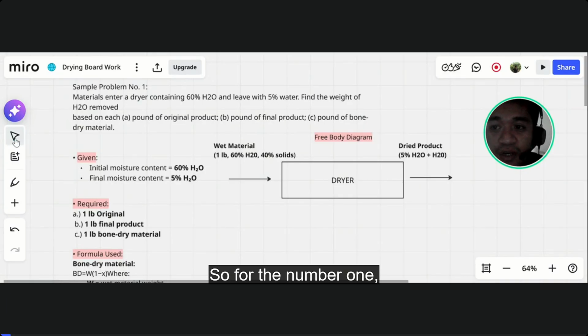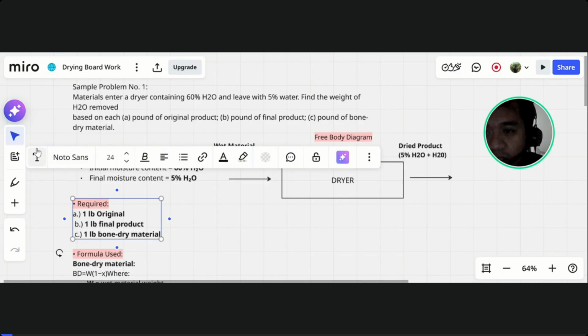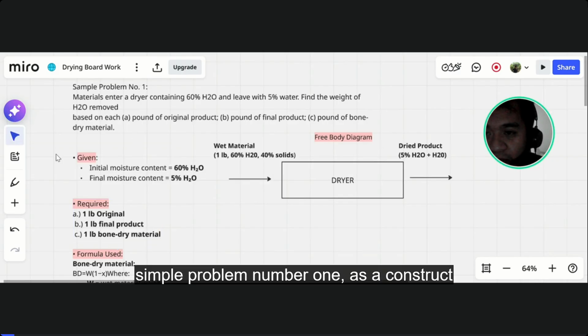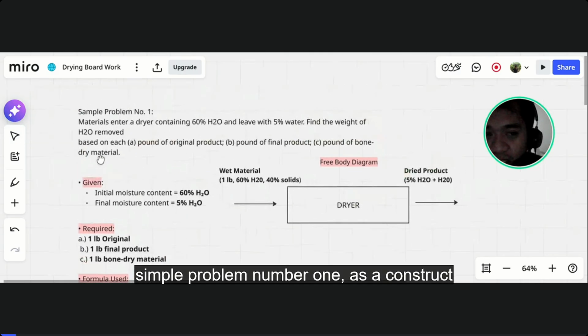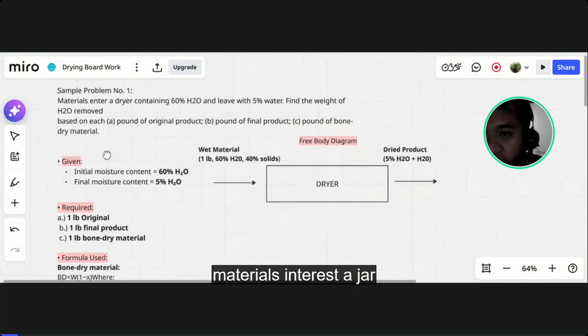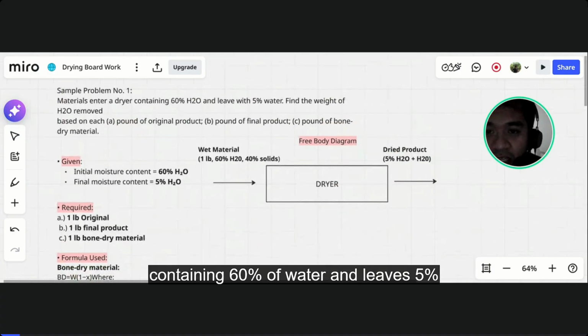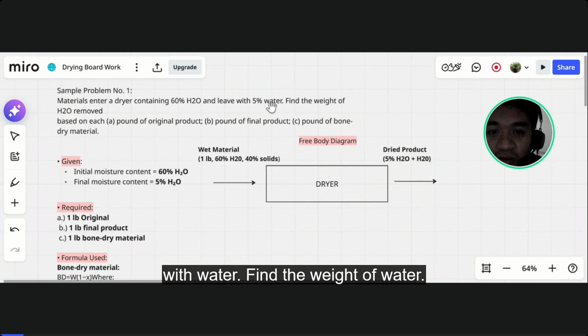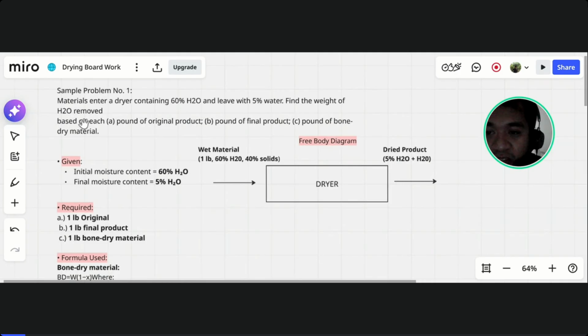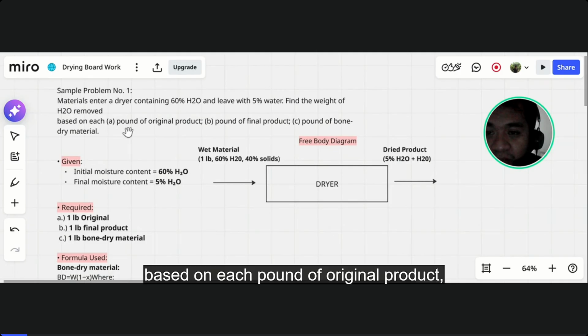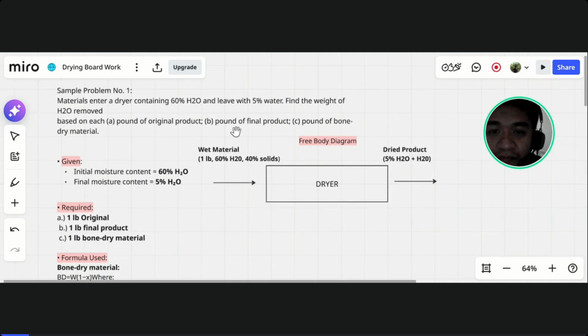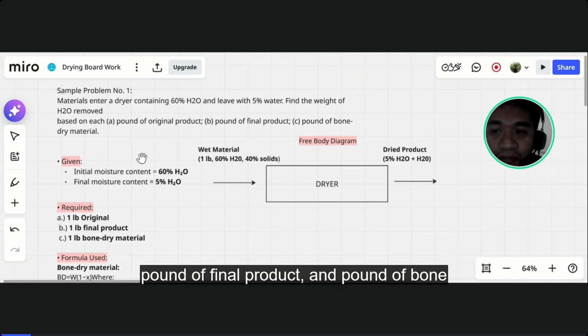For number one, a simple problem: a material enters a dryer containing 60% water and leaves with 5% water. Find the weight of water removed, based on each pound of original product, pound of final product, and pound of bone dry material.